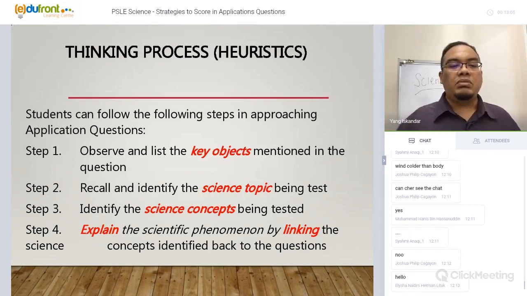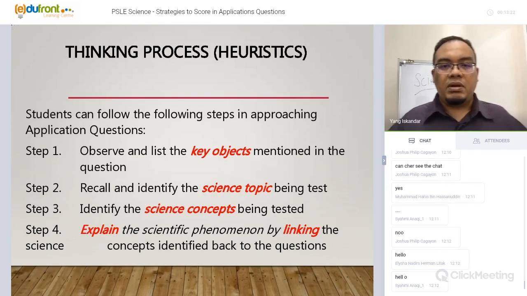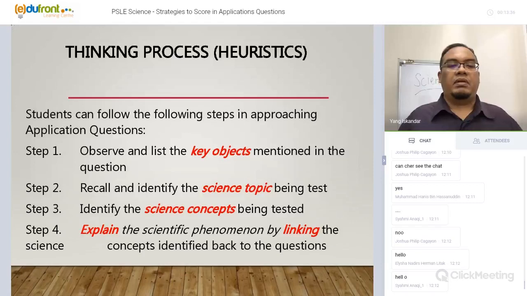All right, so step number 2, recall and identify the science topic being tested. What science topic, okay, are they testing you on? Because in the PSLE, please remember, they will not test you anything beyond your syllabus. It will be any topic from P3 to P6. Okay, it could be a topic that you have learned in Primary 4, Primary 5. Okay, but it will never be anything that is beyond your syllabus.